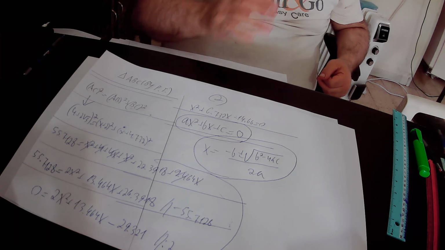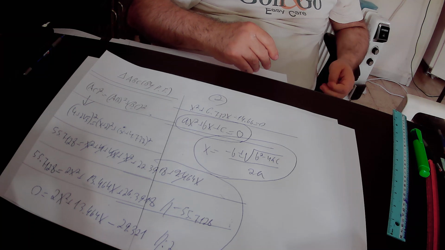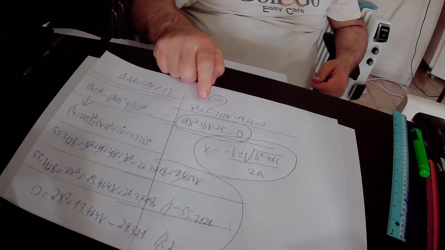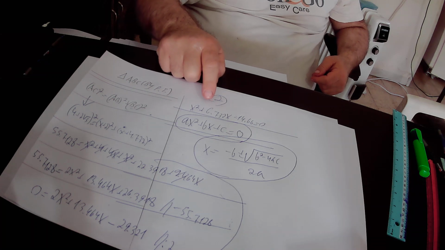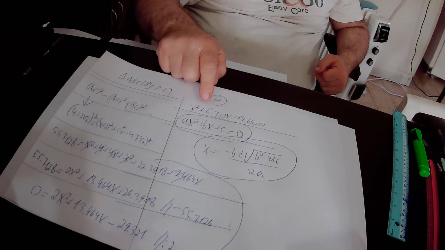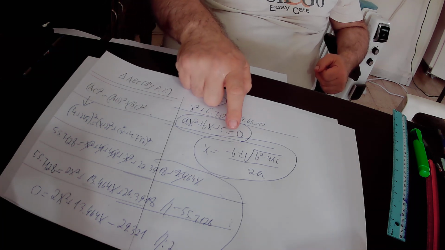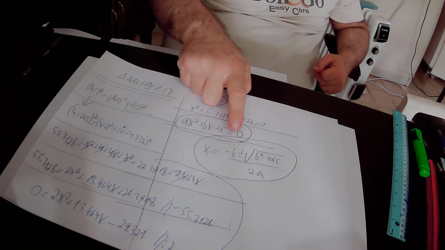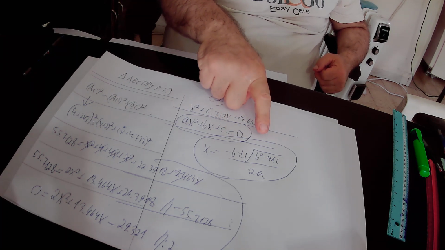So this is a quadratic equation, of course, and the general formula for a quadratic equation is ax squared plus bx plus c equals 0. In this general formula, a, b, and c are the coefficients of the quadratic equation, and x is the variable that we are looking for. We will find the value of x according to the following formula: x equals minus b plus or minus square root of b squared minus 4ac, over 2a.